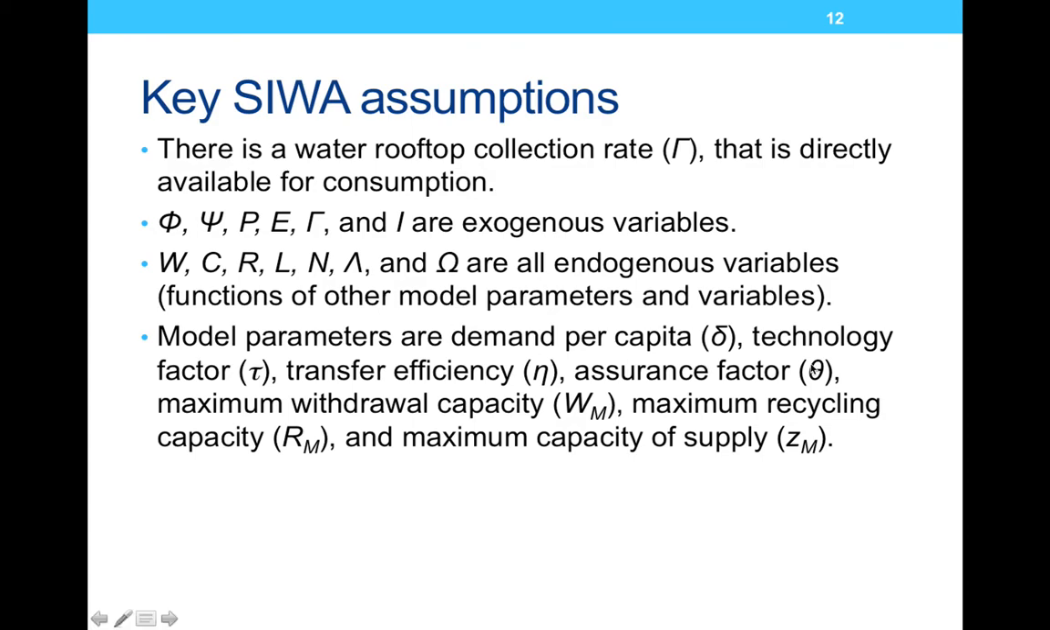We introduce an assurance factor, which is what I call a purely management factor, and this is used to capture how reliable we think the system is. I'll explain how it's implemented in the CWA model. There is a maximum withdrawal capacity, which is the maximum ability of the system to withdraw water from the sources. So there's a limitation on how much water can be extracted from the sources at any given time. There's a maximum recycling capacity. Again, it's a variable that's used to reflect the maximum ability of the water management system to recycle water.